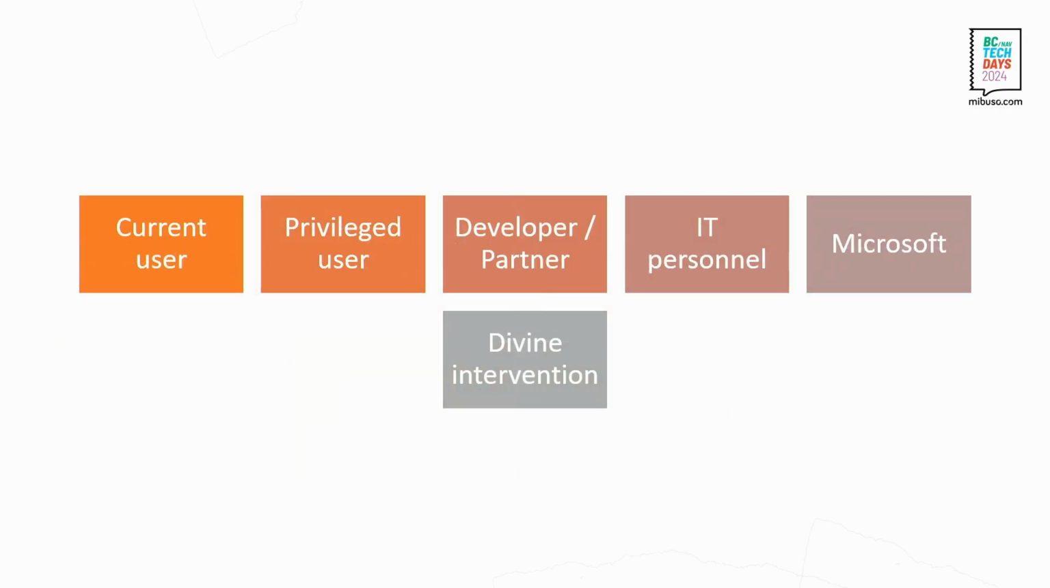And then you have, so who's the villain? Now, the villain is usually also the one who can fix it. So this actually makes a bit of difference. So it can be the current user, it can be a privileged user with permissions, it can be the developer, it can never be Microsoft. Oh, it can actually be Microsoft. Or maybe you just need some divine intervention to actually solve this.